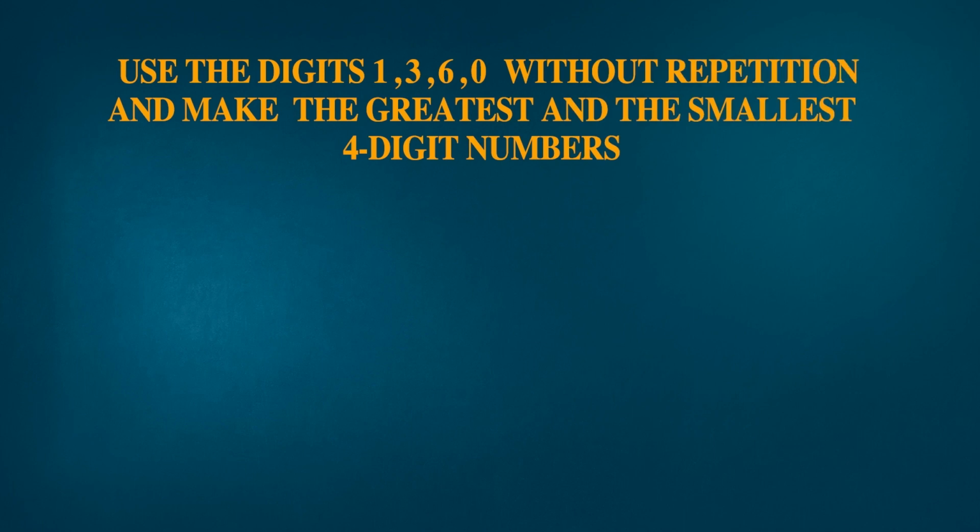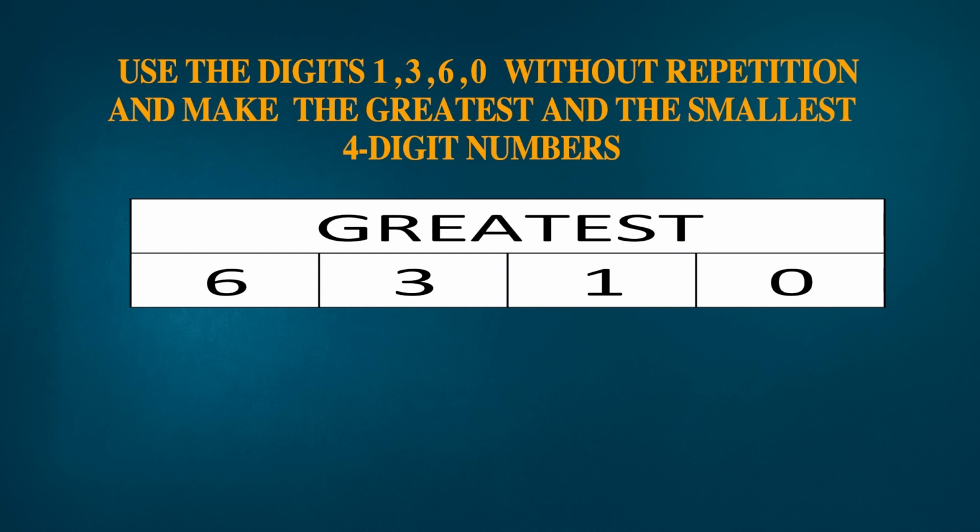Use the digits 1, 3, 6, 0 without repetition and make the greatest and smallest 4-digit number. Let us first make the greatest number from these digits. Follow the rule that to make the greatest number, write the biggest digit at the leftmost place and so on. Now, out of 1, 3, 6, 0, 6 is the biggest digit. So, this will be at the leftmost place. Then 3, 1, 0 will be placed.